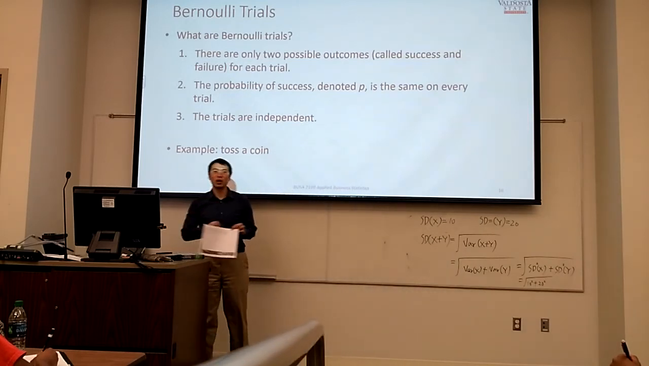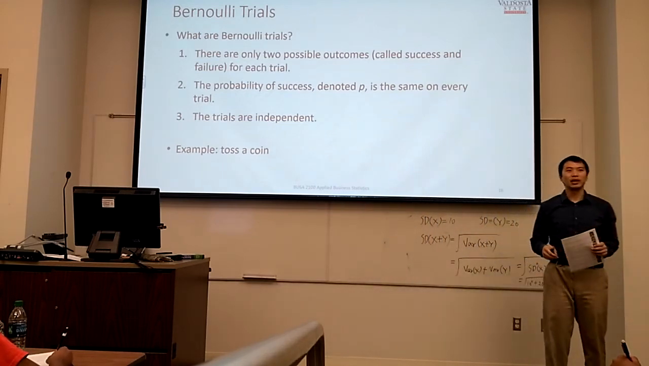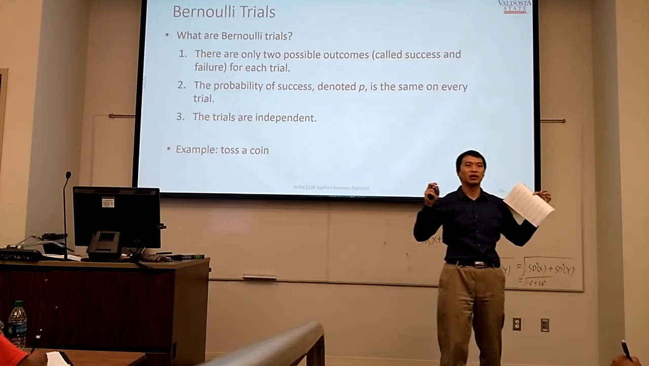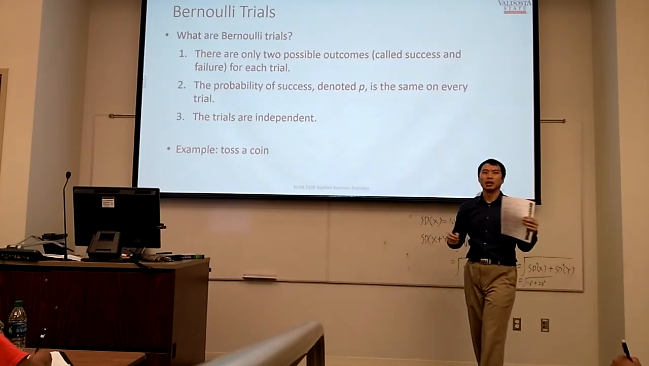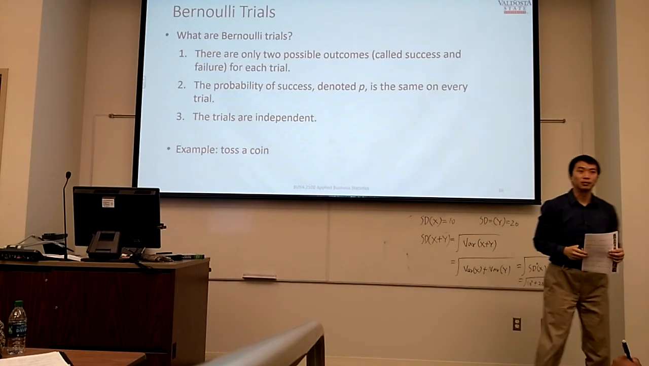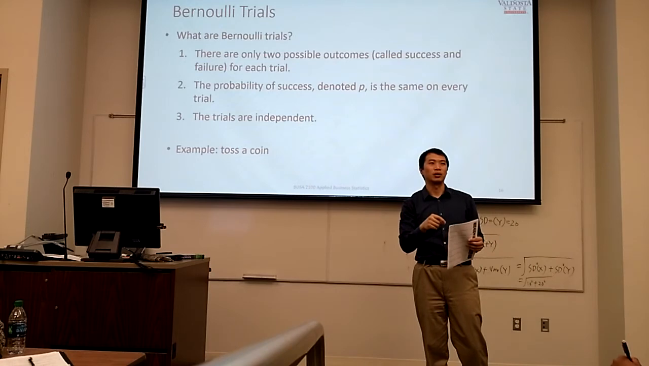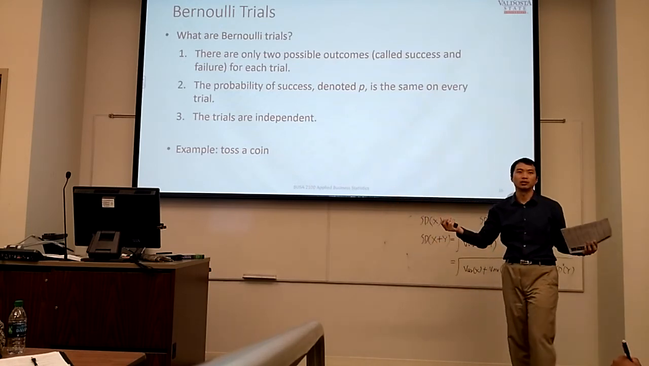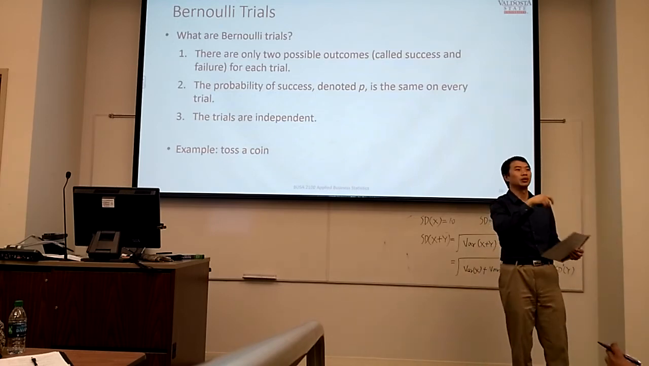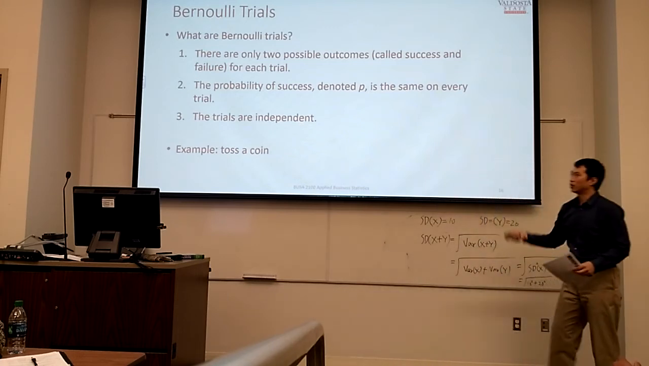So another example, if I randomly select a student from our class list, I can define selecting a girl as a success. That's one possible outcome. And selecting a boy is the other outcome. So we have two possible outcomes, right? And each time I randomly select one, so the probability of selecting a girl will not change. So that's the second condition. And the trials are independent because I randomly choose from the list. This is another example of a Bernoulli trial.